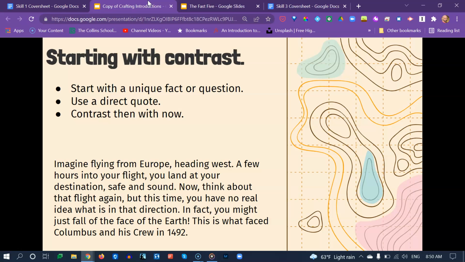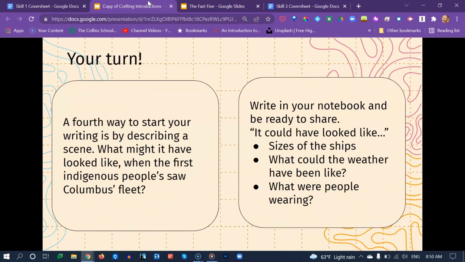All of these ways are trying to get people interested in my writing, as opposed to just telling them specifically what I'm going to teach them. So now it's your turn. In your notebook, I want you to try this. This is the 4th way.